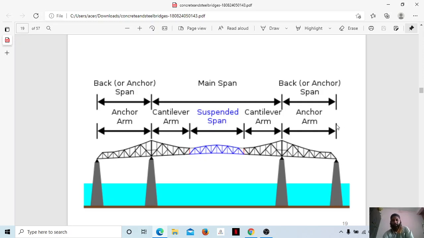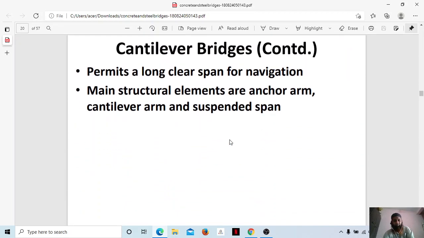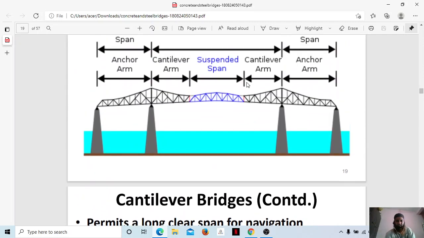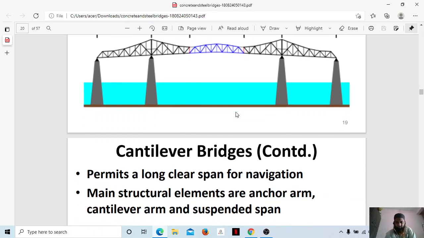You can see here this is the anchor arm or back span. You can just see the structure here. This is the cantilever bridge. This is designed as per the need whenever we need. Cantilever bridges permit a longer clear span for navigation. You can see here we are getting a very clear span for navigation. Just see this, such a big span is there for navigation, whereas here you don't get such a big span. Because of this cantilever bridge, a big span is possible here.